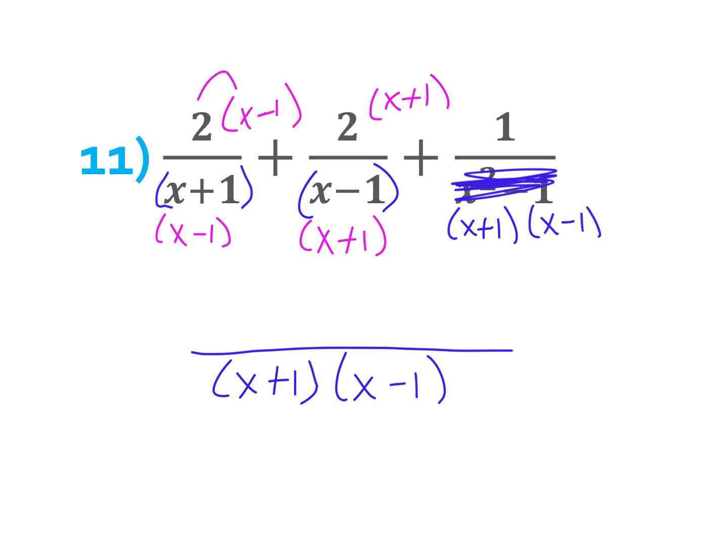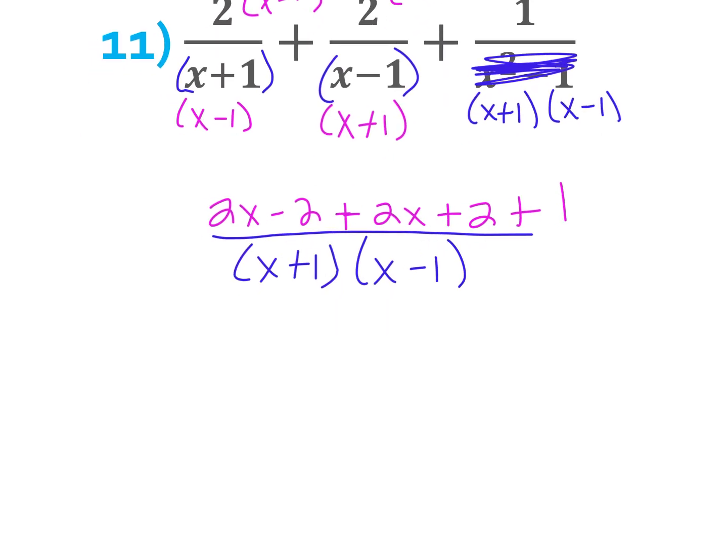So I'm going to FOIL, multiply, distribute, however you want to say it. 2 times x is 2x. 2 times negative 1 is minus 2. Plus 2 times x is 2x. 2 times positive 1 is plus 2. And then I have plus a 1.